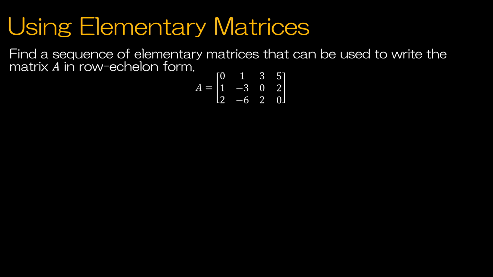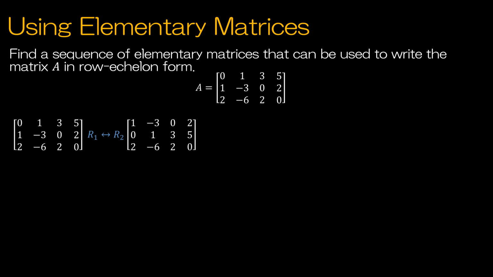So for this question, we're going to find a sequence of elementary matrices that can be used to write the matrix A in row echelon form. So we have matrix A, and we want to write it in row echelon form. So again, how do we do that? Well, we're just going to start using our row operations.